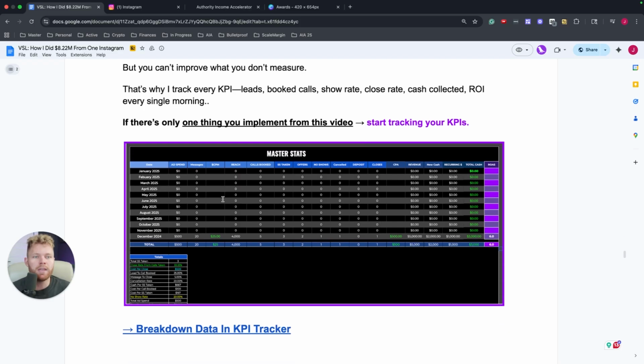And here's a screenshot of one of the templates that we give our clients. We start everybody off very simply. It's a simple tracker where you can break down the months, you can see everything on here, and it gives you the data.